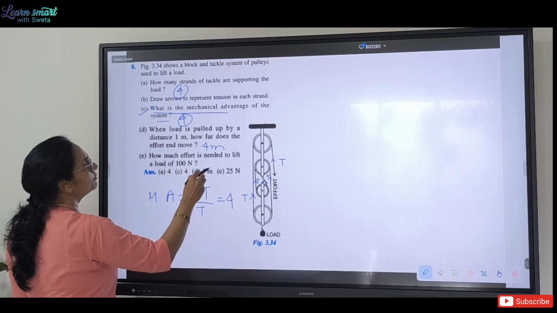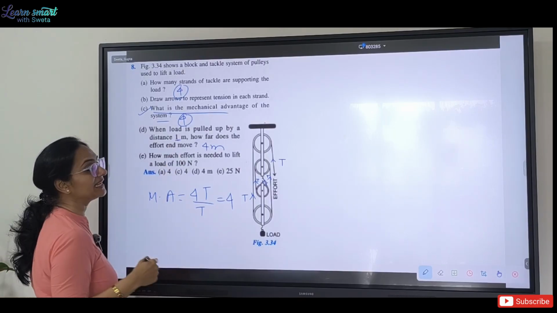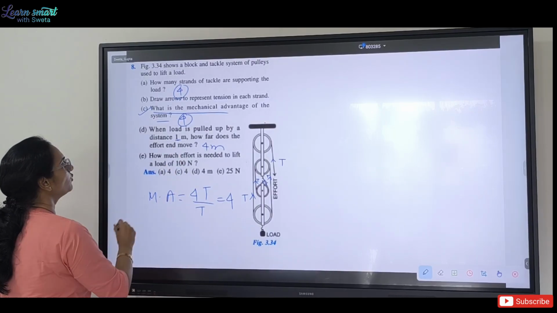How far does the effort move? It moves 4 meter. 4 times of the load, and 4 times means n times, the number of pulleys n. So it is 4 meter.